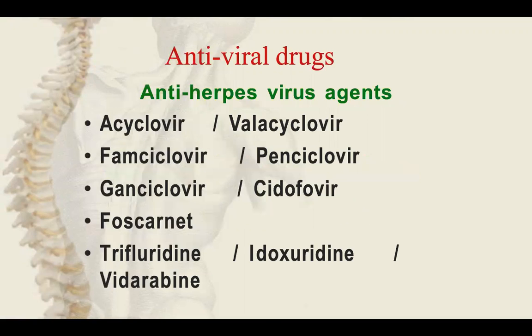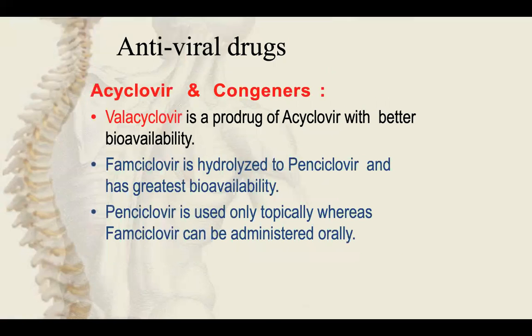So antiviral drugs are anti-herpes virus agents. For herpes, mostly acyclovir is used. Others are also there, as I've given you previous names of these, but the most important is acyclovir. Then antiviral drugs, acyclovir and congeners. Congener means similar to acyclovir.